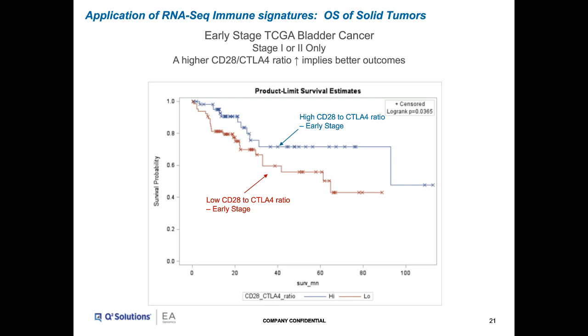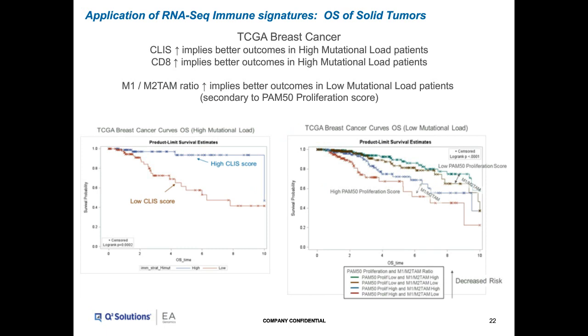And similar dynamics can be seen for breast cancer. This one's kind of interesting in the sense that this is overall survival split up by mutational burden or mutational load. On the left, you're seeing a survival profile of breast cancer patients who have high mutational load, where high cytotoxic lymphocyte activity is clearly a big differentiator. But even when you go to low mutational load, it may not be the same type of signature, but in context with other important indications like the PAM50 proliferation score, the M1 to M2 TAM ratio can often differentiate survival curves in those patients as well.